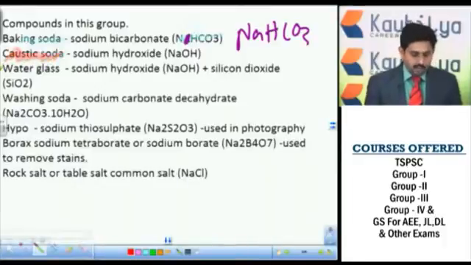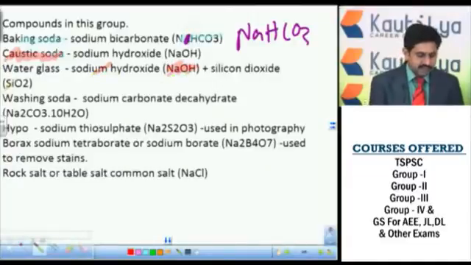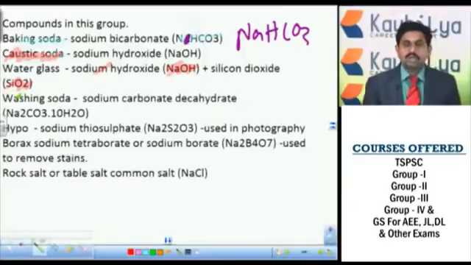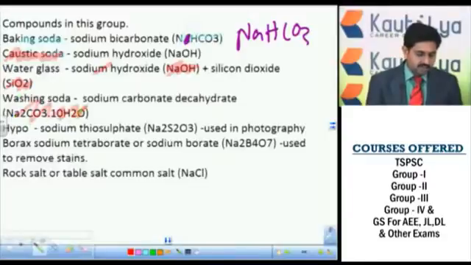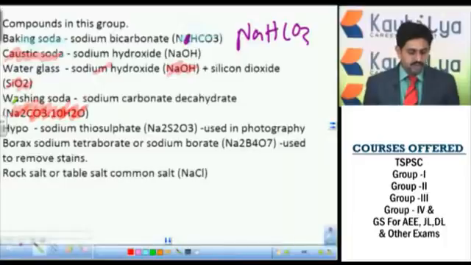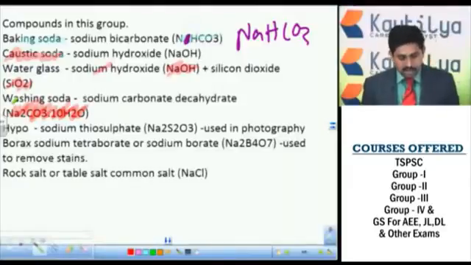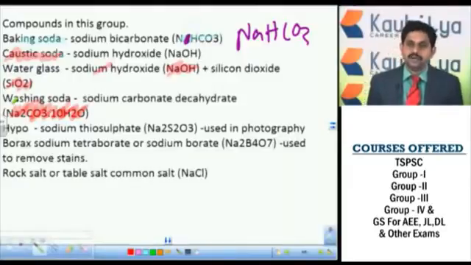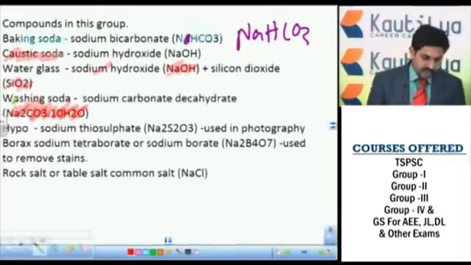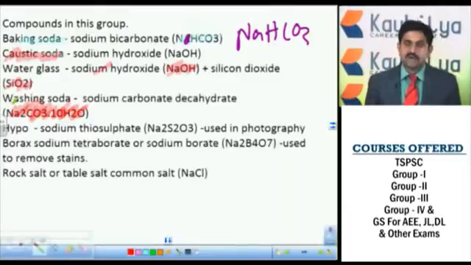Then water glass, which is sodium hydroxide plus silicon dioxide or silicate. Washing soda is sodium carbonate decahydrate, that is sodium carbonate linked with 10 water molecules, Na2CO3·10H2O. Na2CO3 is called soda ash.